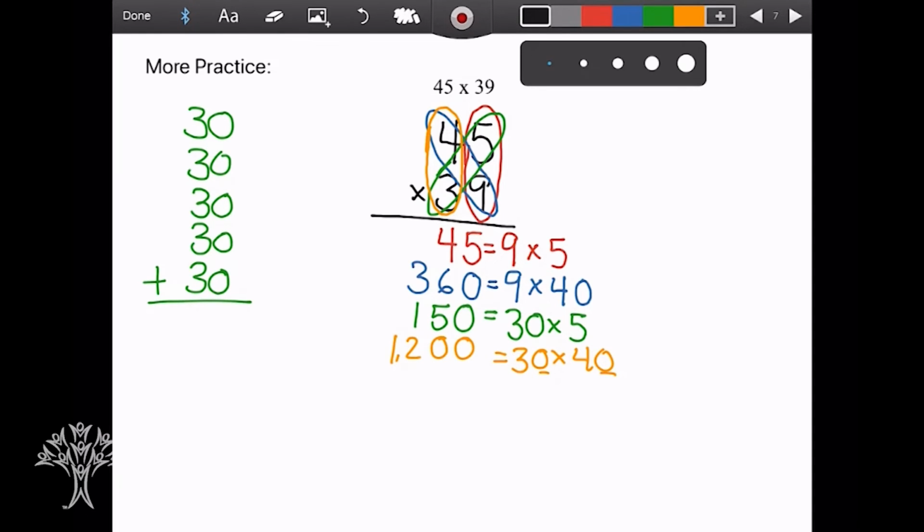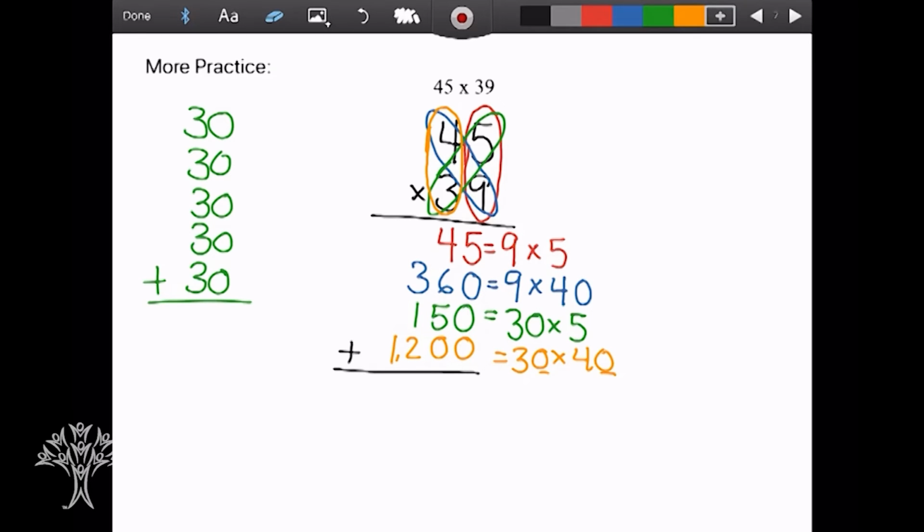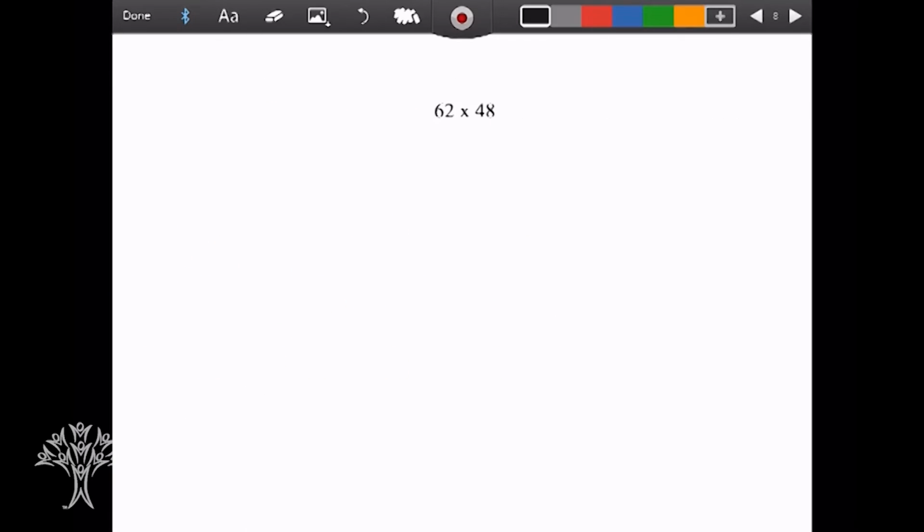All right, so I did first step, set it up in standard algorithm. Second step, multiply the numbers, crisscrossing, going up and down. And then final step is add them up. All right, so going down the columns and adding them up. 4, 5, 6, 7. So 1,755.